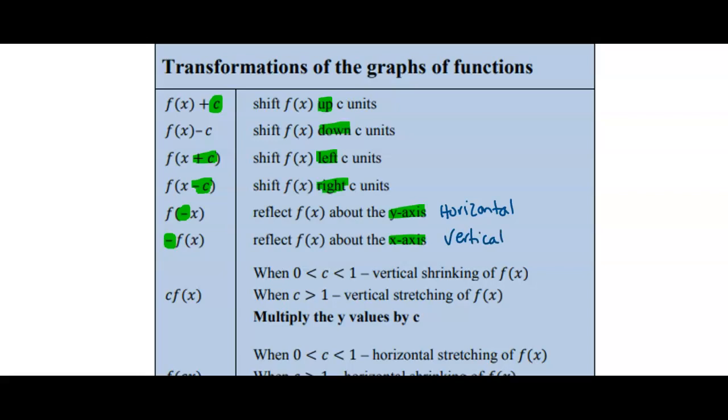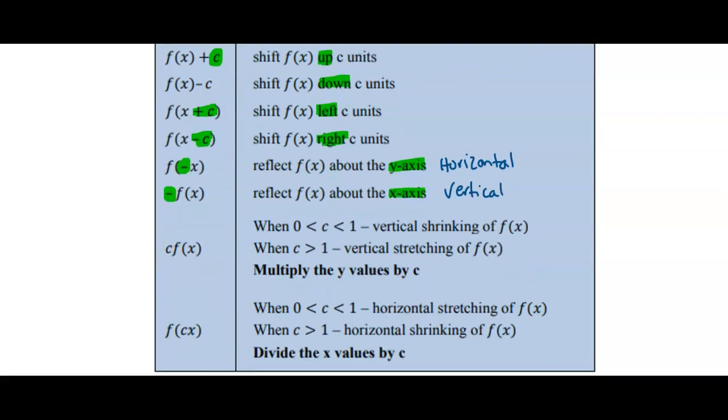Okay. Now, if you have a number being multiplied to the function, okay, then it depends on what this number is. If the number is a fraction, so it's between 0 and 1, that gives us what we call a vertical shrink or a vertical compression. You'll hear the word compression sometimes. If that c value is greater than 1, then that gives us a vertical stretch. All right, so that can go different ways depending on what you're working with.